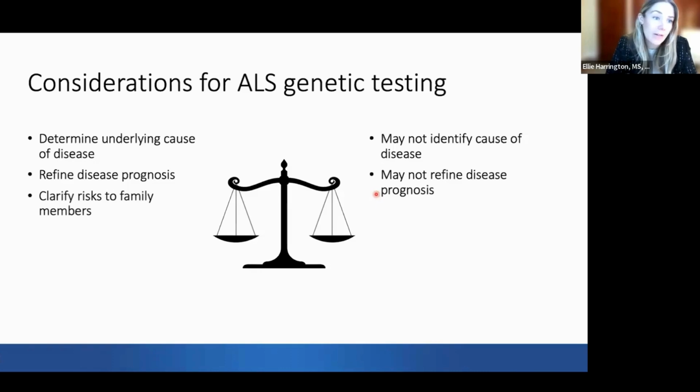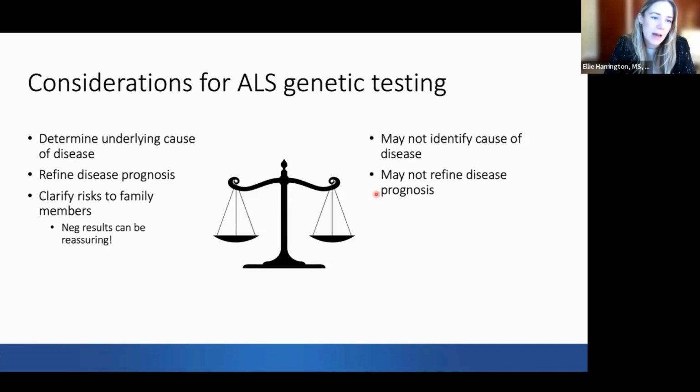Testing can help clarify our risks to family members. So if we get a positive result, it could refine that family members indeed are at increased risk. It's dominant inheritance, but it's in a reduced penetrant gene.